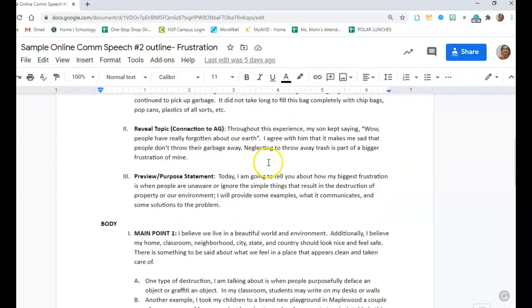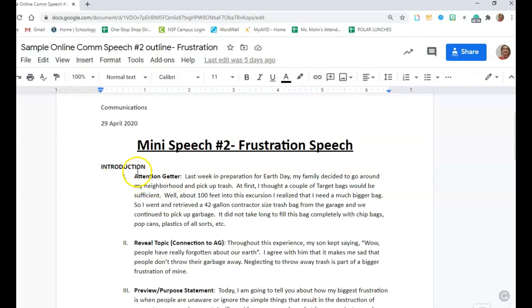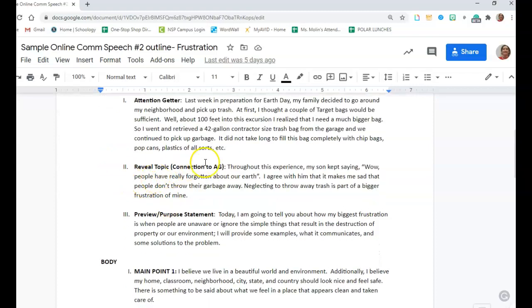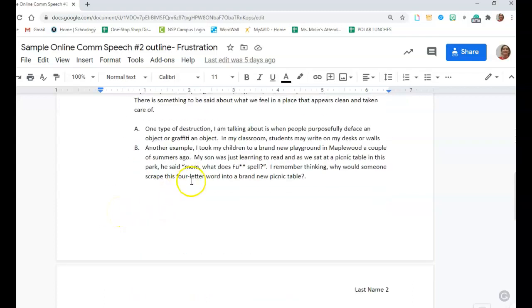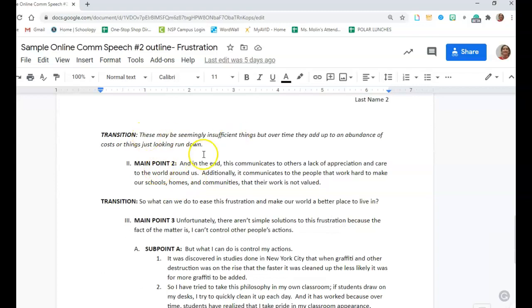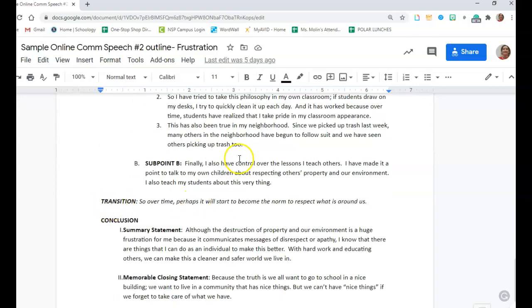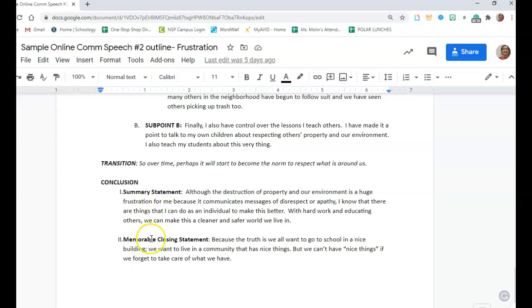It has all the parts that your outline is supposed to have, with an introduction that includes an attention getter, revealing the topic, and then the purpose statement or the preview. The body consists of main points with subpoints and transitions, and the conclusion has a summary statement and a memorable closing statement. But if you were to give your speech from this outline, you would spend most of your time looking at the paper and reading from your outline rather than delivering a speech.